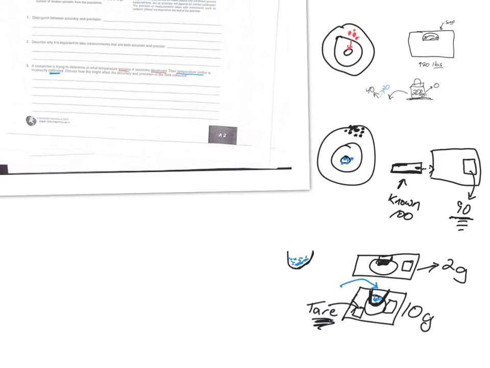So those are 3 examples of calibrating machines. The whole point of calibration is that you have to account for wear and tear of a measuring device. You're accounting for inaccuracies of the machine.